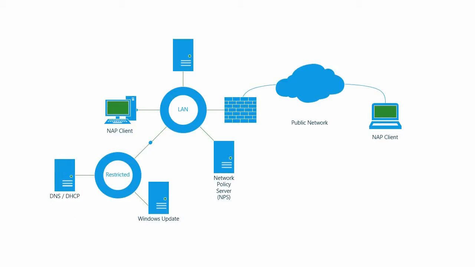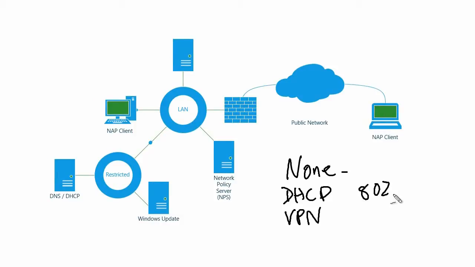There's really five enforcement methods for this. The first enforcement method is easy to explain. It's none. You're still collecting information on who's healthy and who's not. You're just not doing anything about it. It's good for reporting purposes. After that, you've got DHCP enforcement, VPN enforcement, 802.1x enforcement, and IP security or IPsec enforcement.